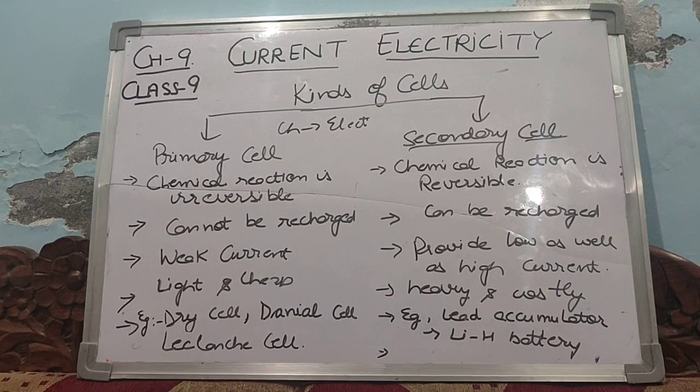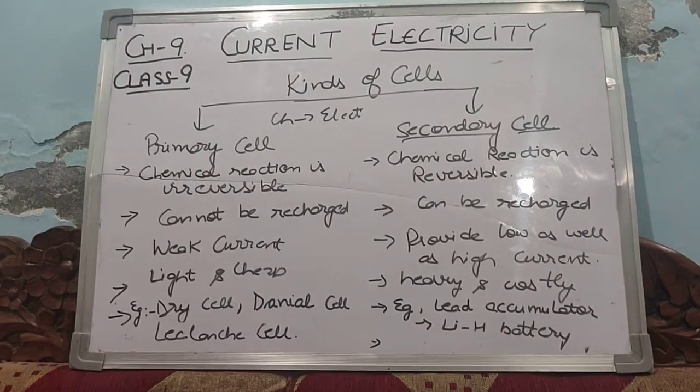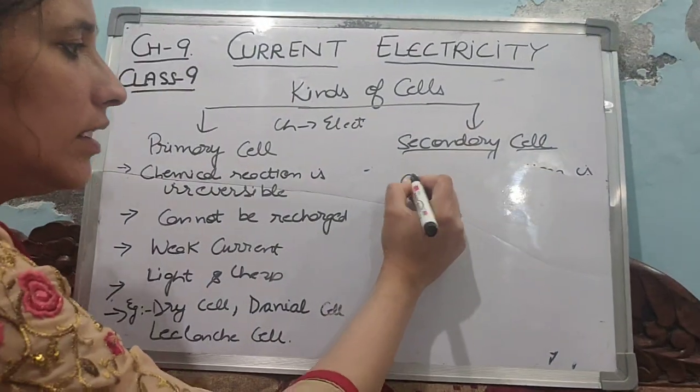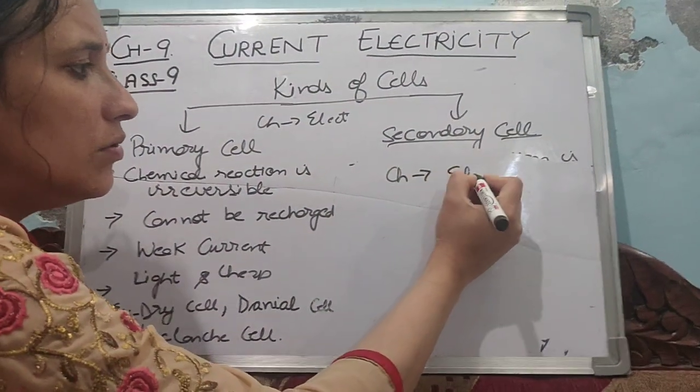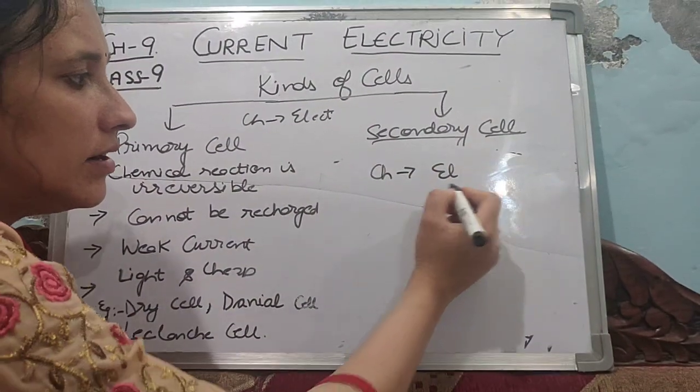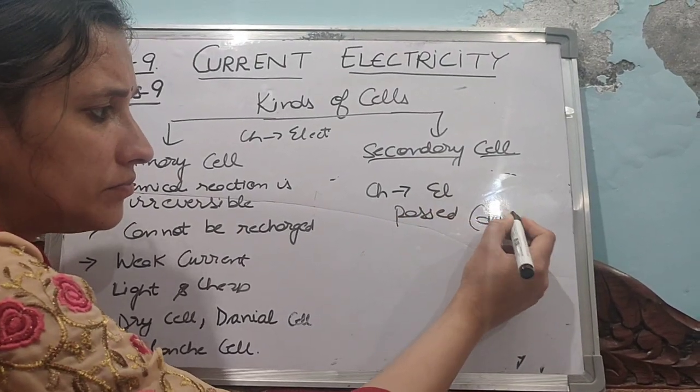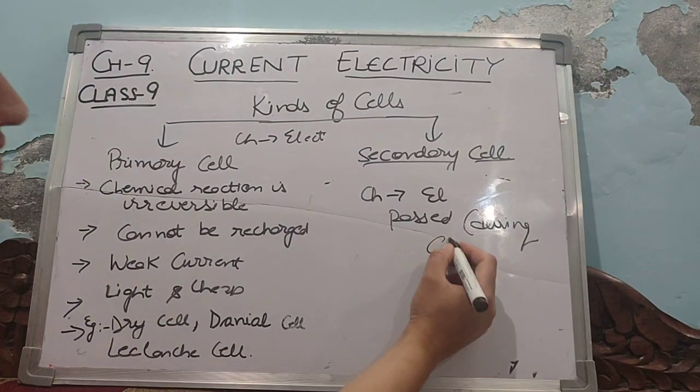So remember, always remember that in secondary cells electrical energy gets converted into chemical energy when current is passed through it, that is during charging.